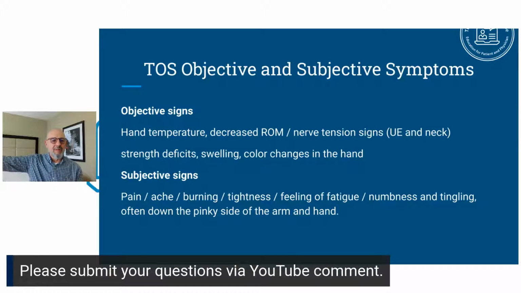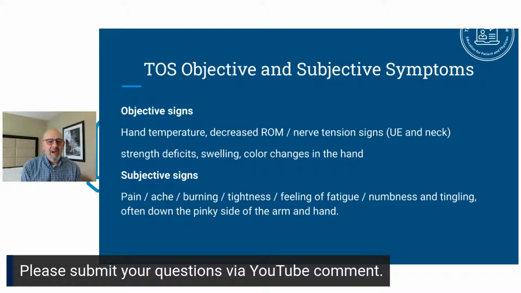So if you raise your arm, you start to feel a tension in the arm before you're supposed to feel it. Sometimes as soon as you raise your arm, you feel this pull down your arm. So it's a nerve tension sign. They have strength deficits. These are things we can measure. They could have swelling up in the thoracic outlet area, color changes in the hand.